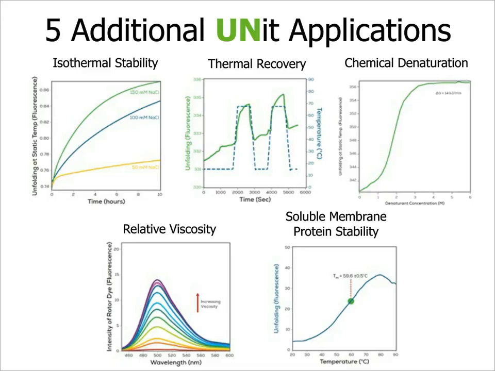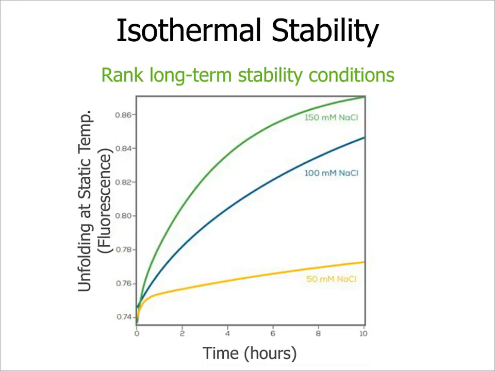In terms of the isothermal stability, what are we looking at here? Well, in this figure, on the y-axis, we're looking at the unfolding of this Fab protein. This is at 65 degrees in different concentrations of sodium chloride. And you can see over the course of 10 hours, different concentrations of salt lead to the protein unfolding at different rates.